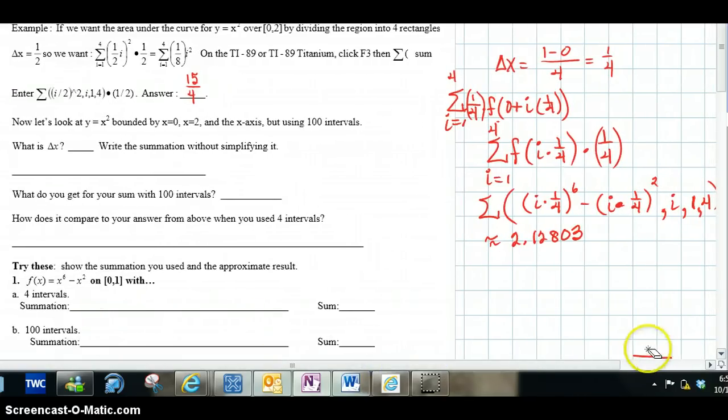Part B of that, we're now going to change from 4 rectangles to 100 rectangles. Since the width is from 1 to 0 again, but we're changing into 100 rectangles, each rectangle has a width of 1/100. Our summation will be from 1 to 100. The width, instead of 1/4, is 1/100. It'd be f, our beginning point 0, plus some multiple of the width, which is 1/100.